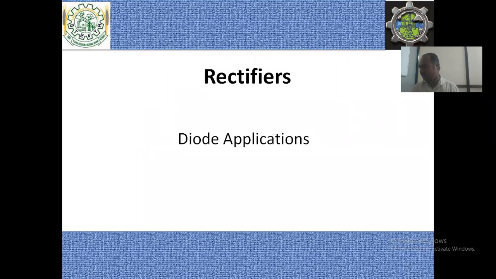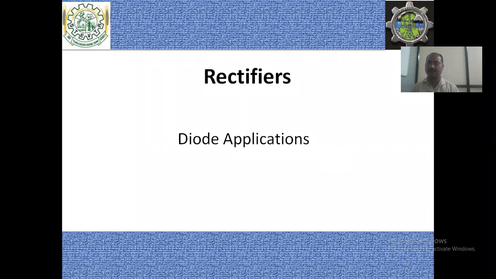Basically, we connect AC power to the adapter. That adapter should convert the AC voltage into DC, right? That's why we need DC. In the TV also, it is the same thing.